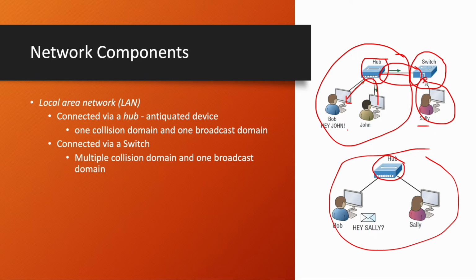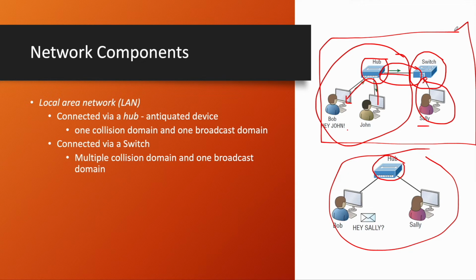So from here we can understand that in a local area network we have so much traffic. If he had needed to send a broadcast instead of a unicast message, everyone including Sally would have received it. The reason is that this entire network is a single broadcast domain. So this causes unnecessary congestion in the network.